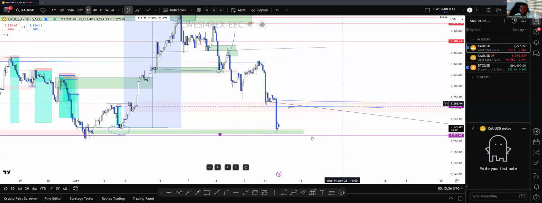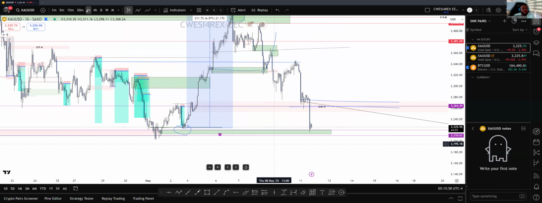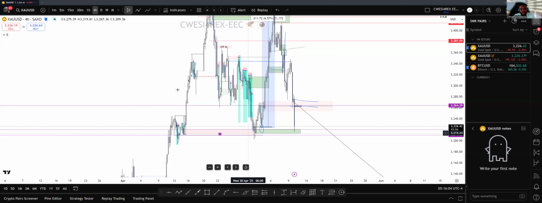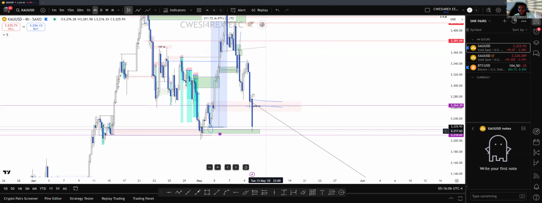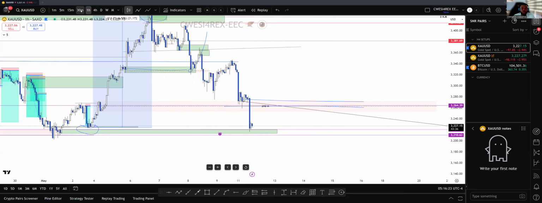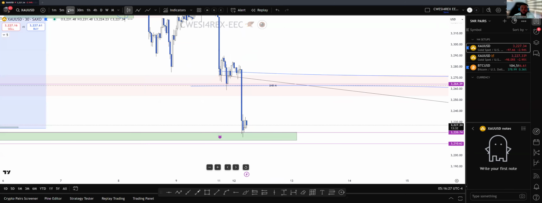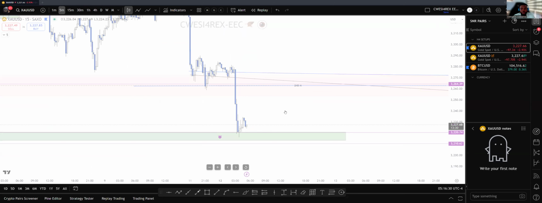So currently we need to see where price goes. Price has already mitigated our H1 zone, and on H4 you can still see that the momentum of the bearish candle is very strong, but it still needs to react. That's why it's reacted. Now we need H4 to reject and close above this zone. Then we can go to the lower time frame and see if we can get our confirmation entries.